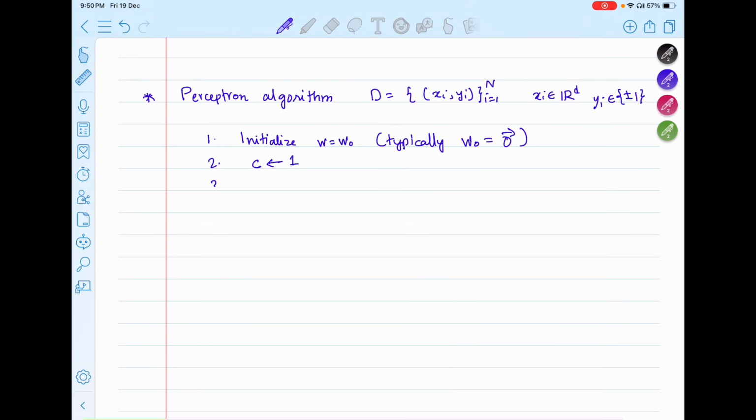Okay. Now in the third step, you run a while loop. So I hope everybody knows about while loops. So while C is bigger than 0, strictly bigger than 0, first you initialize C to be 0, back to 0. And then you run over each and every data point.